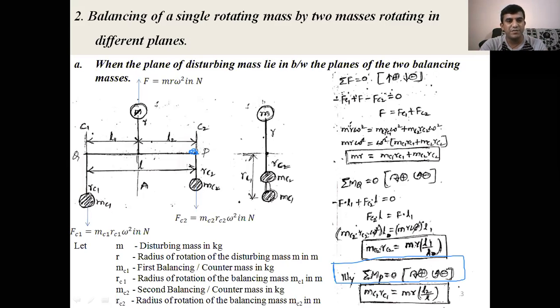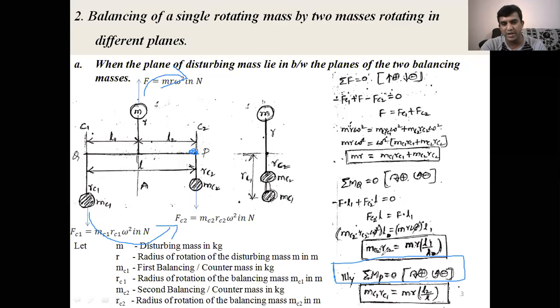After that, now we'll go for F, the disturbing centrifugal force. The perpendicular distance is L2. F into L2 produces, with respect to point P, what type of couple? Clockwise couple, that is a plus F into L2. Next, one more force is there, Fc1, with perpendicular distance L. That produces what type of couple here? Counterclockwise couple about point P, which means it is negative. Minus Fc1 into L.